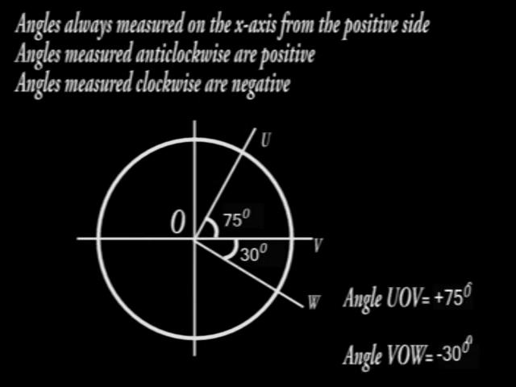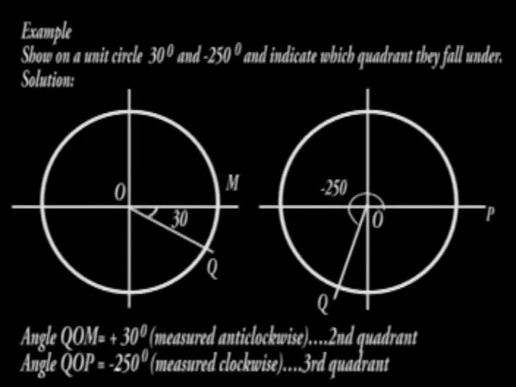Note that angles are measured from the x-axis only. Thus, a complete clockwise turn is minus 360 degrees, and a complete anti-clockwise turn is plus 360 degrees. For example, show on a unit circle 30 degrees and minus 250 degrees and indicate which quadrants they fall in. The solutions are indicated below.